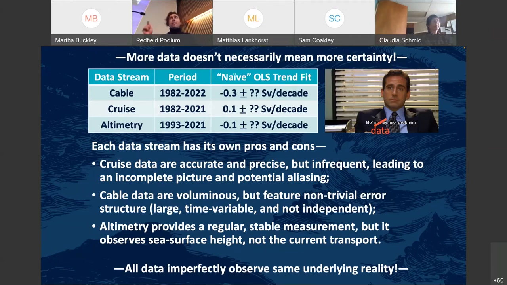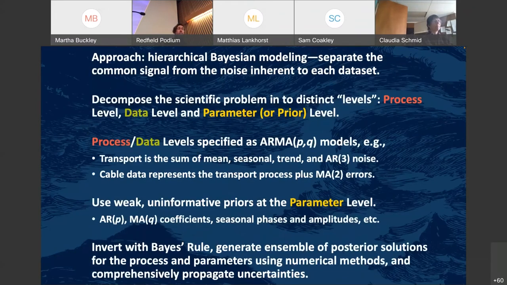But the key, I would argue, the key realization to make is what I have here on the bottom, which is that even though these data sets are all imperfect, they are all observing the same underlying reality. And I'm going to try to exploit that with how I've decided to attack this problem, which is Bayesian hierarchical modeling. In layman's terms, what I'm going to try to do is sort of isolate the common signal to all these data sets while separating it from the noise that's characteristic of each of the individual data sets.